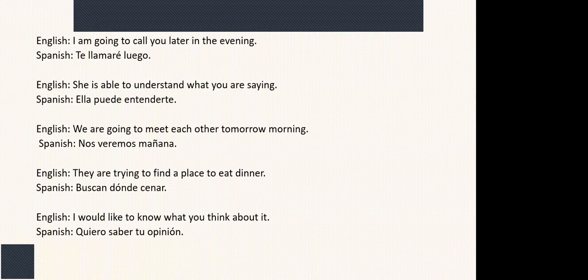Yeah, we're going to meet each other tomorrow morning. Nos veremos mañana. For me, it's okay. I don't have to say each other to make any sense. Meet each other is like redundancy in Spanish. Tomorrow morning is mañana. It's just mañana por la mañana, it's not necessary. That's what I think. So nos veremos mañana is okay, because also you're talking about the future, so veremos is okay too.